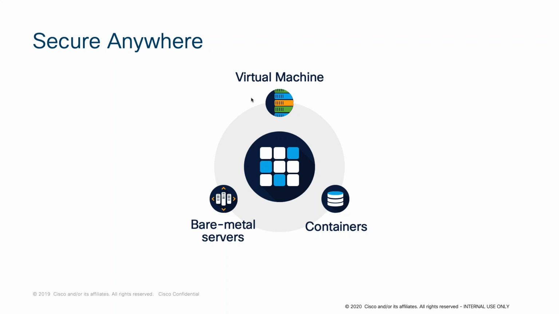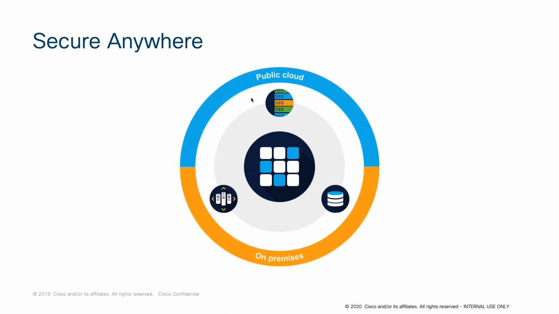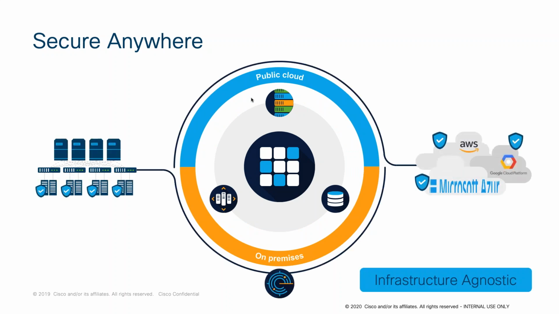And we also need to be independent of that kind of workload. We can't be tied to a hypervisor. We can't be tied really to whether it's virtualized or containerized. We need consistency across all three of those environments. And we need that consistency whether it's in the public cloud or on-premise. So we'll talk a little bit about what we do here.